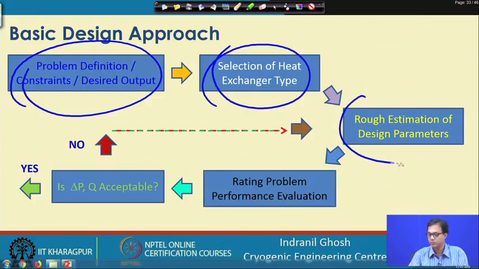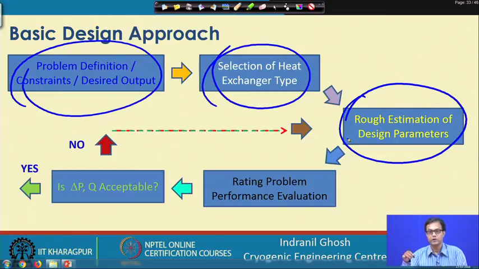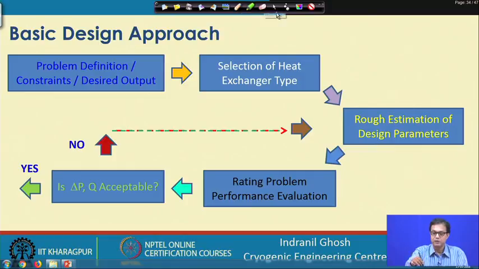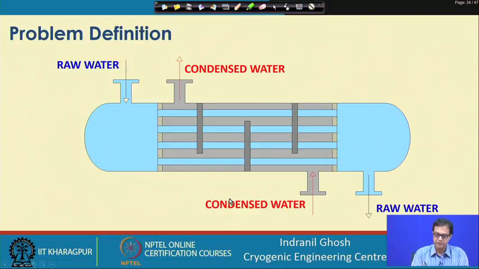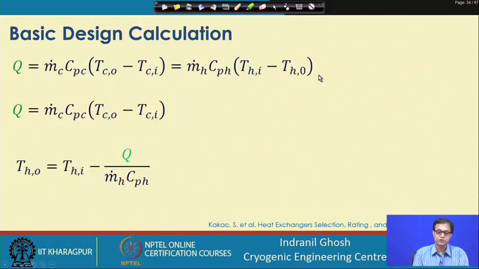Now, we will try to make a rough estimation of the design parameters, like we will try to find out what would be the number of tubes on the shell side, what would be the diameter of the shell side. And once we know that, we will come back to this rating problem. So, let us try to look into that, and we have this kind of heat exchanger. So, now we will start the calculation.